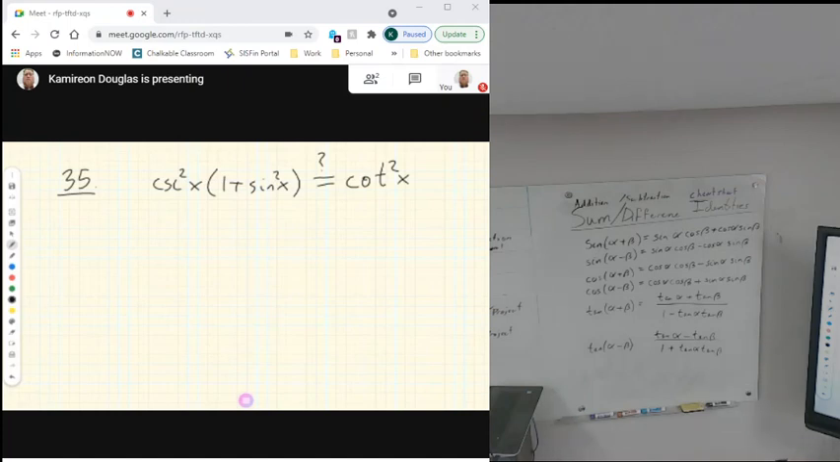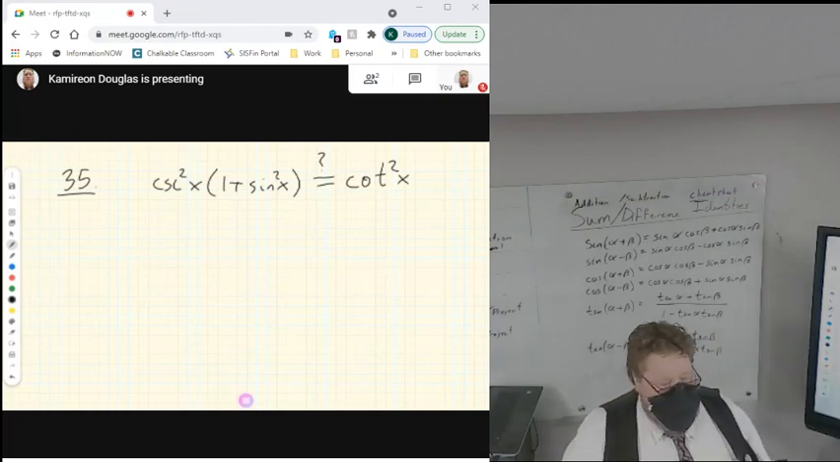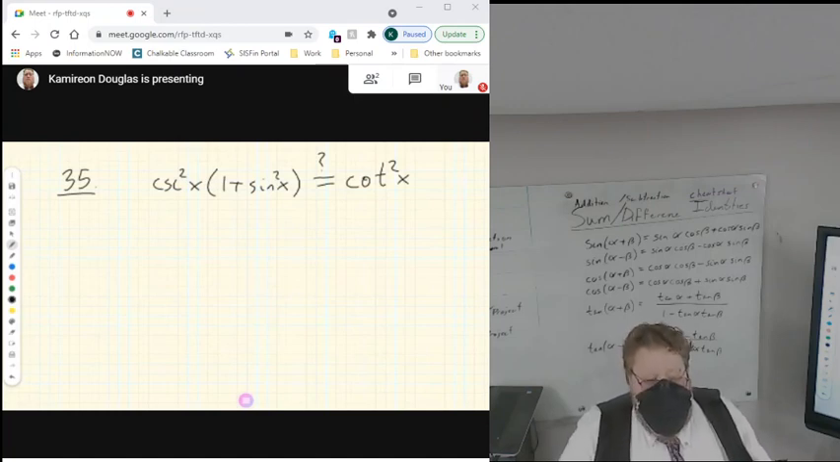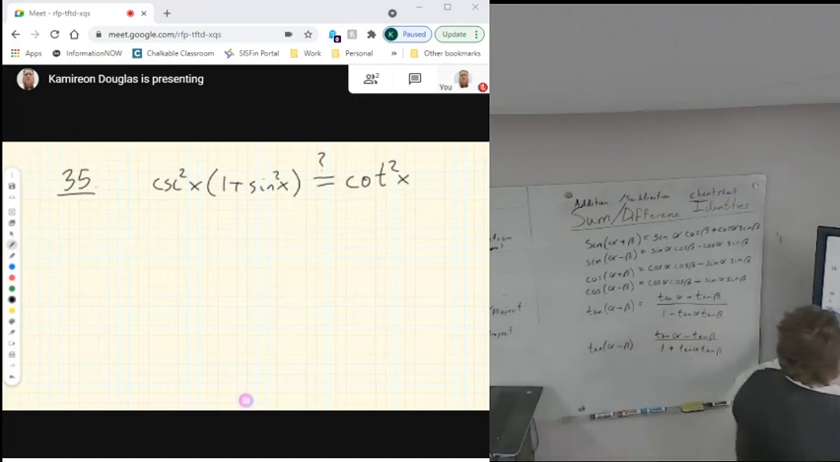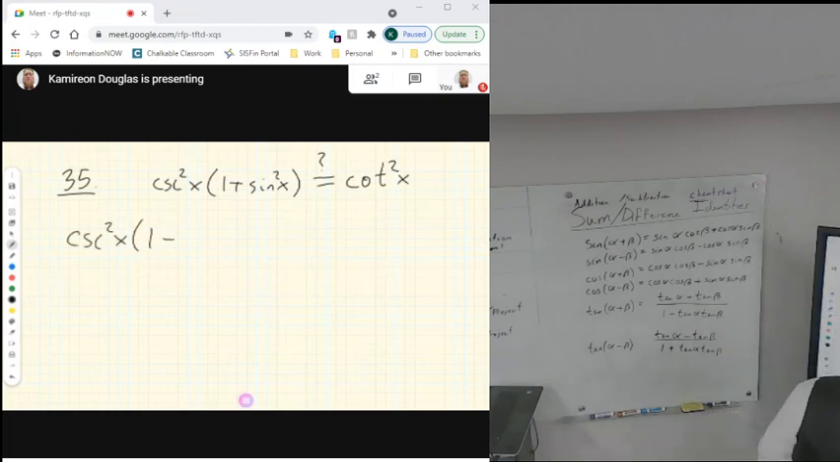Alright, so what I'm going to do, again, I follow the same basic protocols. I pick the hardest side that it looks like. I'm going to try to modify that side, and hopefully I get cotangent squared. If I get anything that cannot be modified to cotangent squared, it's wrong. If I get cotangent squared plus 1, it's wrong. It's not cotangent squared by itself. So, let's start with the hardest side. Cosecant squared times 1 plus sine squared.